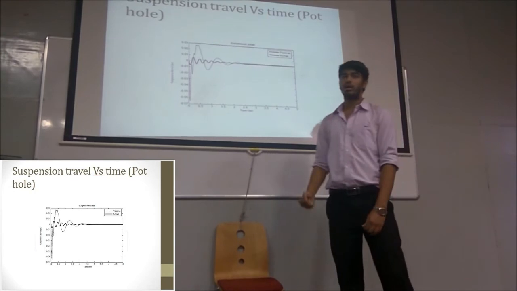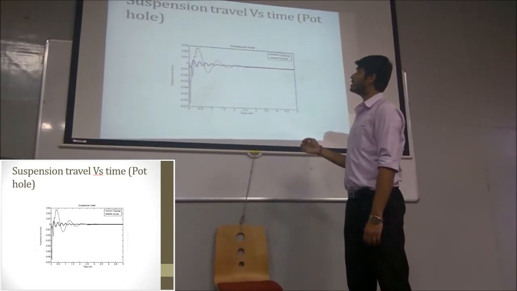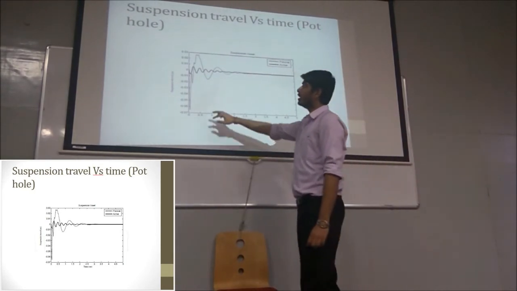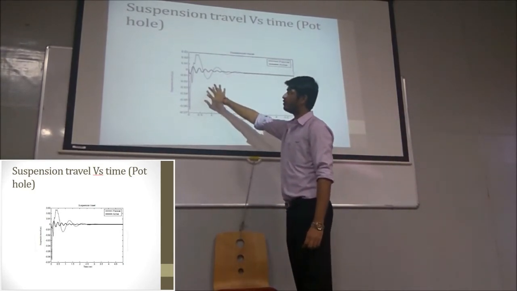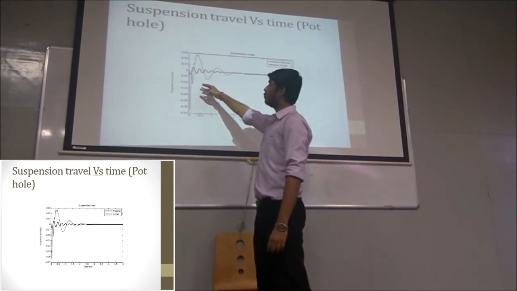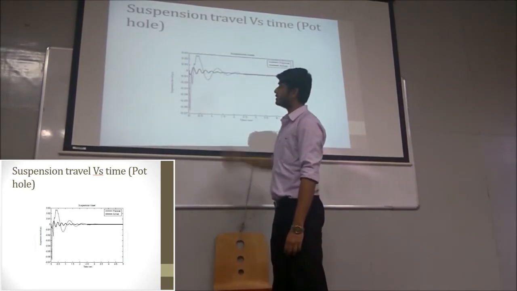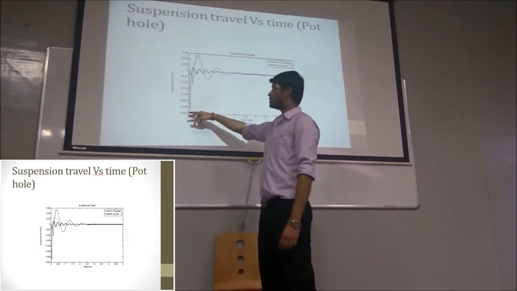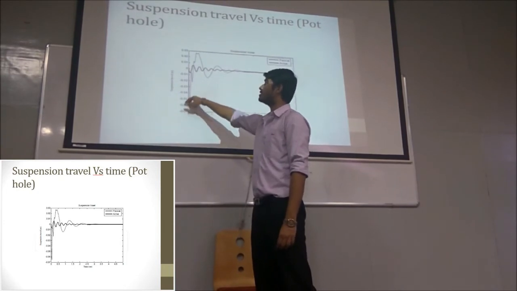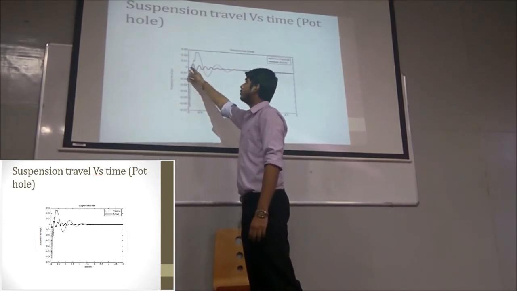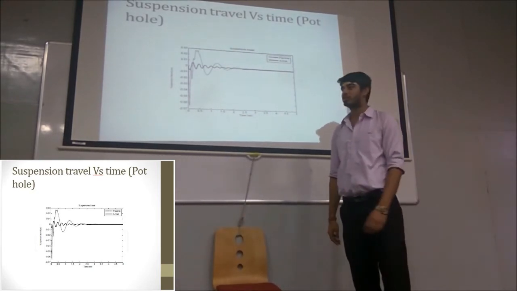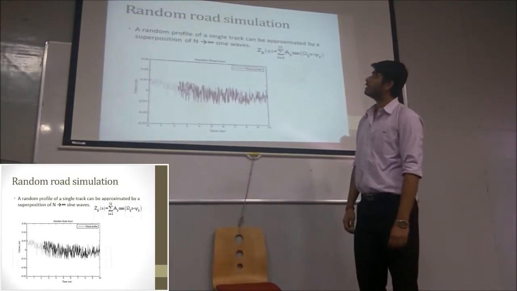This is the graph simulated for the suspension travel versus time, that was the sprung mass displacement. In this graph, the time period required for the active suspension system to damp the frequencies and displacement is almost half of that of the passive suspension system, and the displacement in the passive suspension system is around 6 centimeters, whereas in the active suspension it's less than 1 centimeter. This proves that it's very efficient in damping.